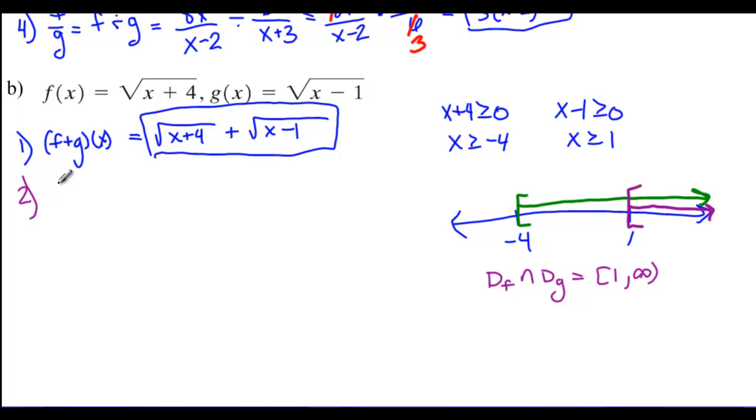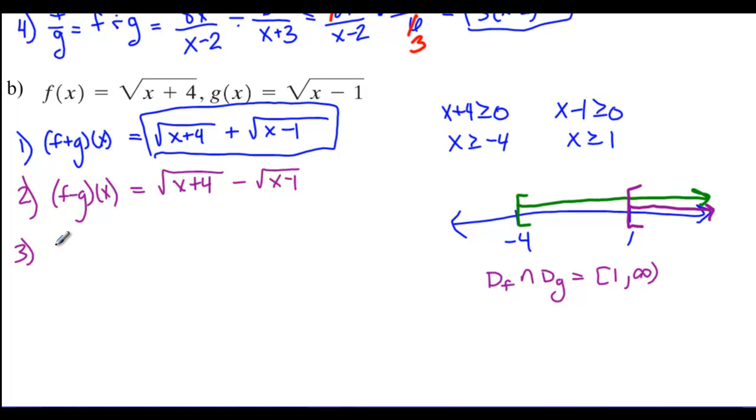All right, let's look at number 2, or the second part. We're just going to subtract. So f minus g of x is going to be the square root of x plus 4 minus the square root of x minus 1. And again, this is done, because it doesn't equal 1 or x or 12x or something like that, there's no way for us to go through and simplify this. And this will also have the exact same domain. And for parts 3 and 4, we're not going to worry about the domain.